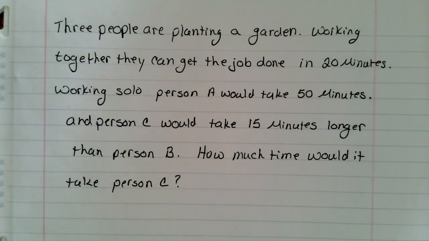Okay, 3 people are planting a garden. Working together, they can get the job done in 20 minutes. Working solo, person A would take 50 minutes, and person C would take 15 minutes longer than person B. How much time would it take person C? And I understand that it sounds like there's not enough information to figure this out, but there really is. Okay?